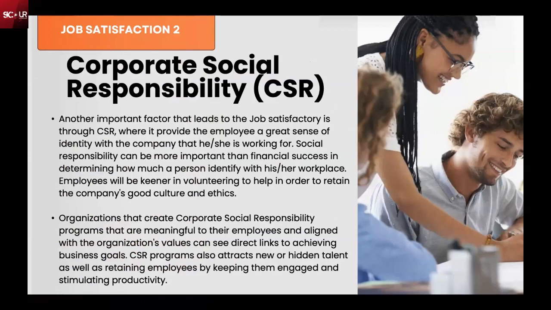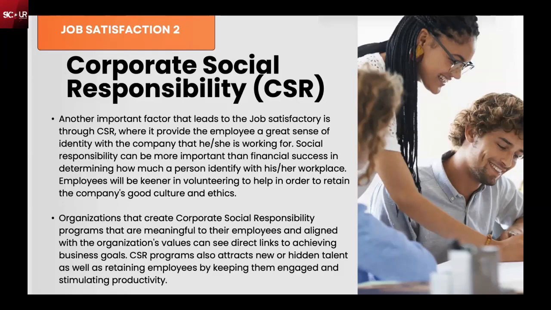Okay, the next factor is corporate social responsibility, CSR. So another important factor that leads to job satisfaction is CSR, where it provides the employee a great sense of identity with the company that he or she is working for. Social responsibility can be more important than financial success in determining how much a person identifies with his or her workplace. Employees will be keener in volunteering to help others in order to retain the company's good culture and ethics.